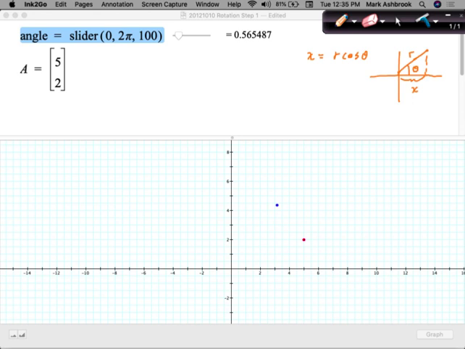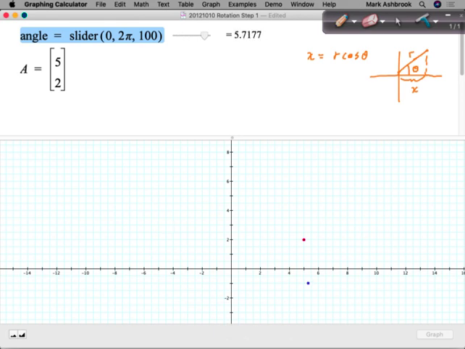Okay, so I've got two points here, right? I've got the starting point and my ending point. So this rotates around the origin. Right. So for which point do we want to analyze here, for its coordinates?